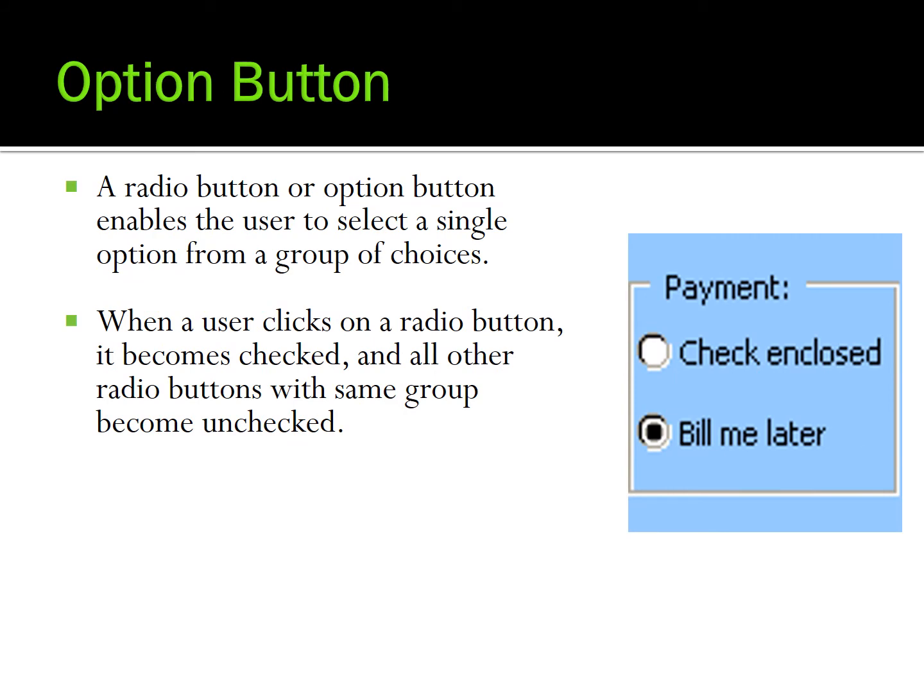Option button. A radio button or option button enables the user to select a single option from a group of choices when paired with other radio button controls. When a user clicks on a radio button, it becomes checked, and all other radio buttons within the same group become unchecked.